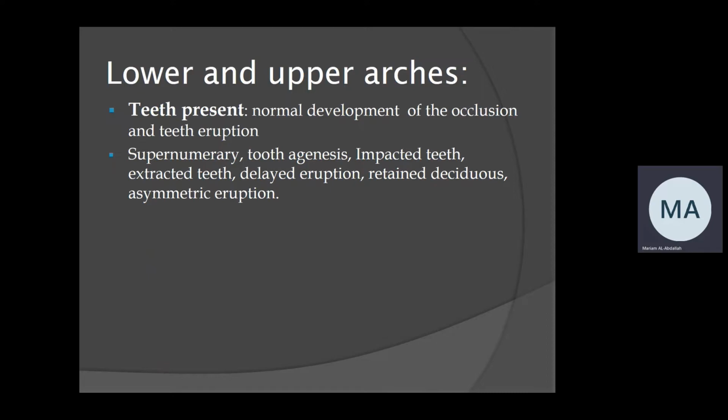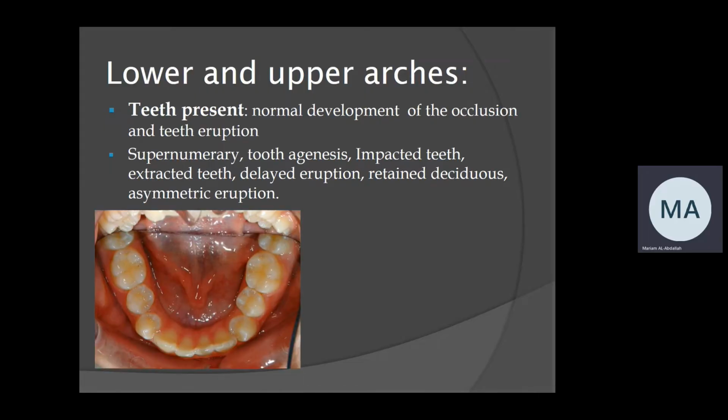So teeth present, for example, as we said, we need to count teeth, and it's important to document any abnormalities. For example, supernumerary tooth, agenesis, impacted teeth, extracted teeth, delayed eruption, or retained deciduous, asymmetric eruption. So let's take this lower arch as an example. Okay, if we have a quick look at this lower arch, we would say, oh, it looks normal.